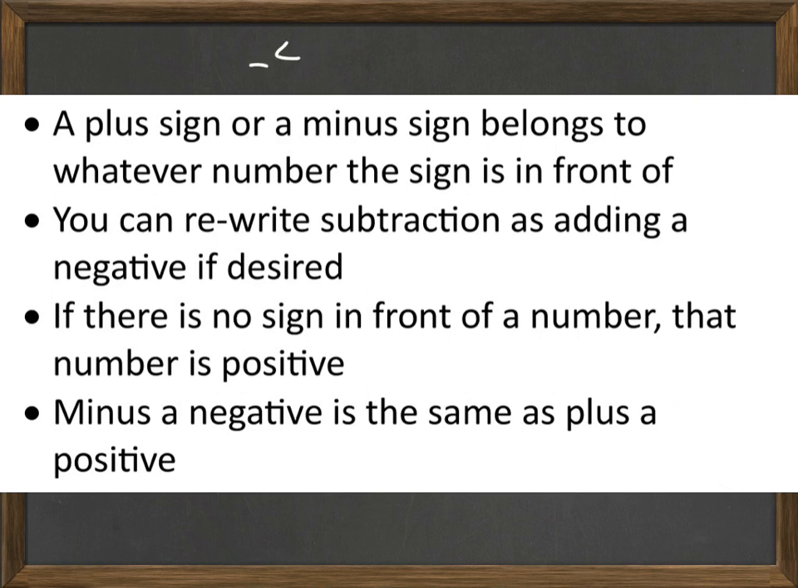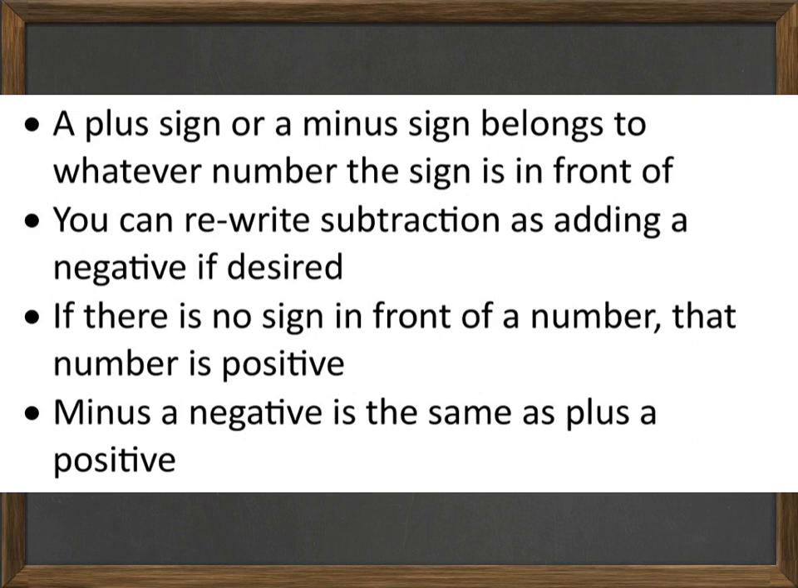What if I had -4 plus -6? Well, what are we saying here? We're saying that the 4 is negative, and we're also saying the 6 is negative. So we're adding two negative numbers together. Again, the signs belong to the numbers they are in front of.